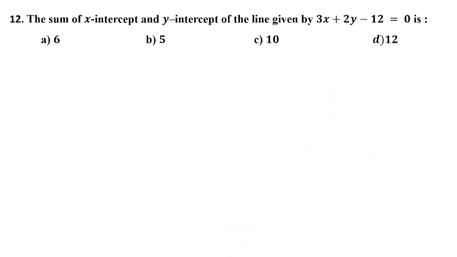Question number 12. The sum of the x-intercept and y-intercept of the line given by 3x plus 2y minus 12 equal to 0 is.